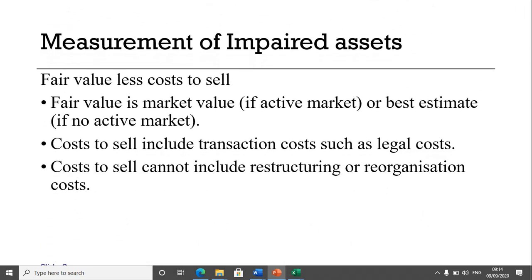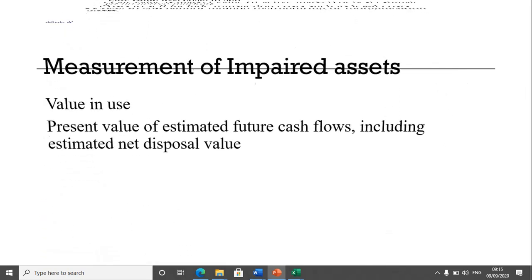I think the key thought under this particular standard is the issue of measurement of impaired assets. Okay, so assets that are impaired should be measured at the higher of fair value less cost to sell, as well as value in use. Now, fair value is the market value or best estimate of a particular asset. Cost to sell includes transaction costs such as legal costs. Cost to sell cannot include restructuring or reorganization. Of course, that falls under provision standards. Right.